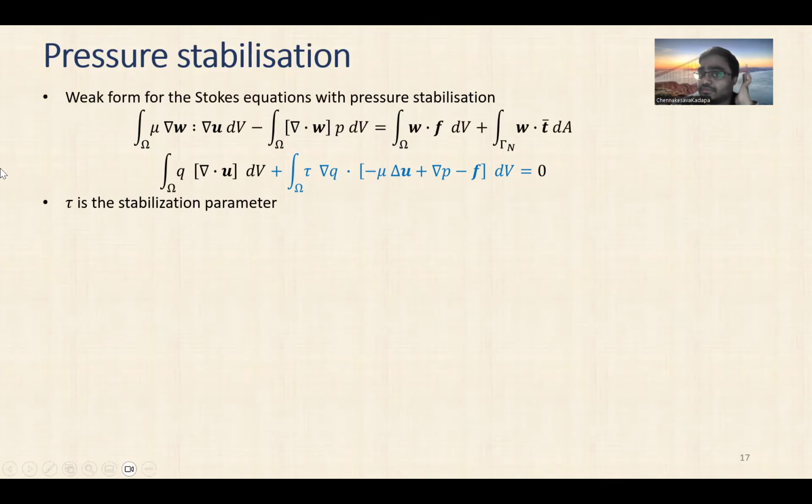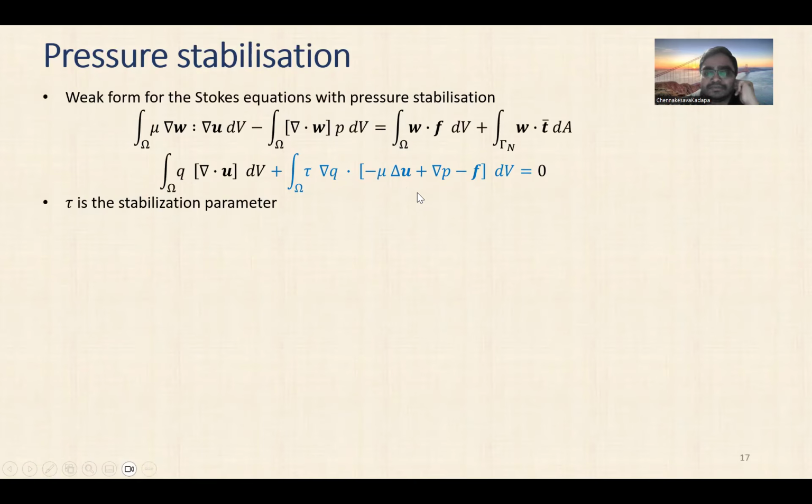Remember, in the convection equation, to stabilize the oscillations we added the streamline upwinding, where we take the derivative of the variable and multiply it with the residual. So this is exactly the same. Here we are taking the derivative of q and multiplying it with the residual of the momentum equation. This is the stabilization term. Tau is the stabilization parameter, del q is the gradient of q, and the expression inside the bracket is the residual of the momentum equation, and it's equal to 0.